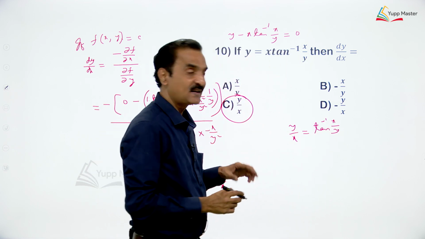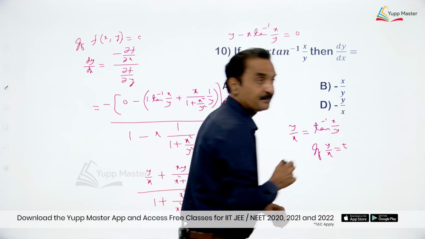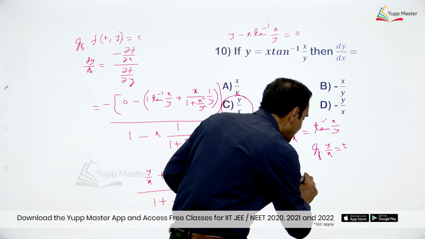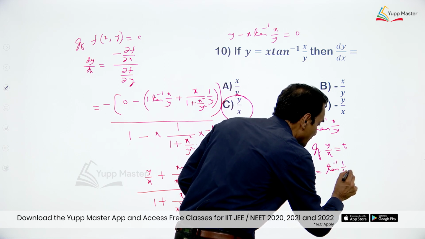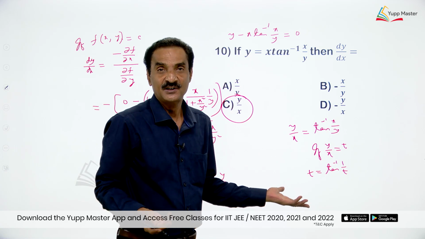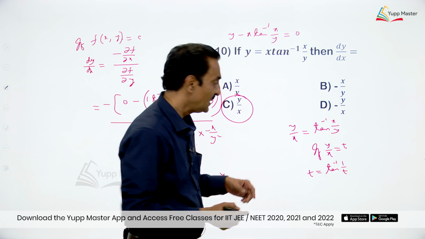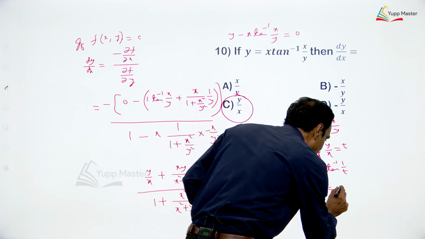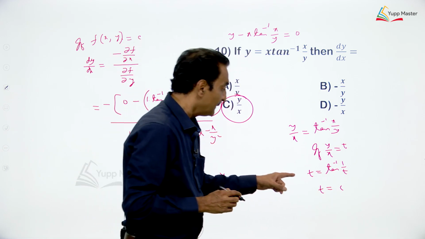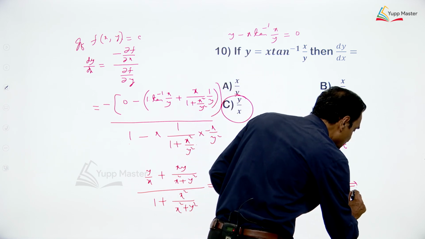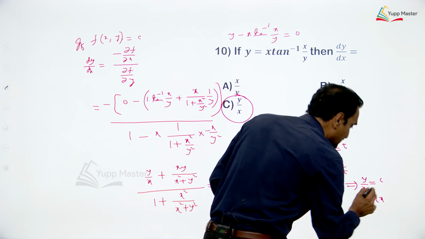Let us take y by x as t. If y by x is t, then it becomes t is equal to tan inverse 1 by t. It is an equation, so it will have a solution, maybe imaginary or real. Say that solution is t is equal to c, where c is some constant. Then t means y by x, so y by x is constant. So, we will get y is equal to cx.